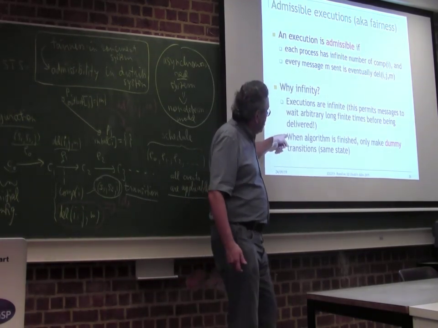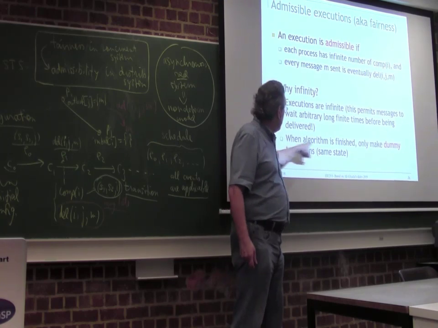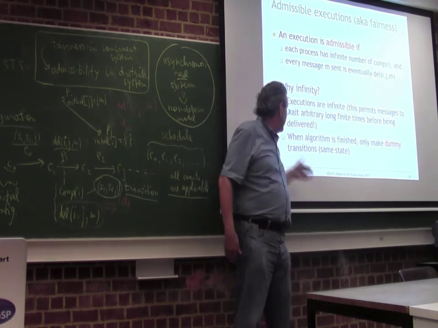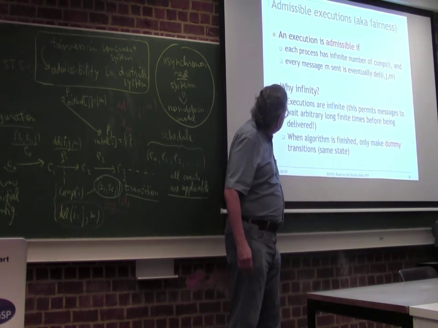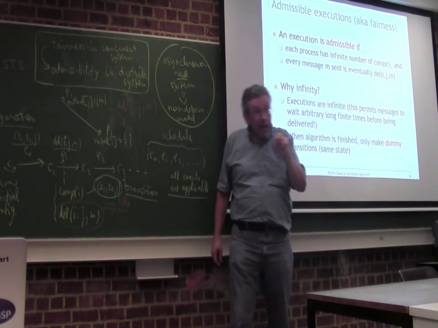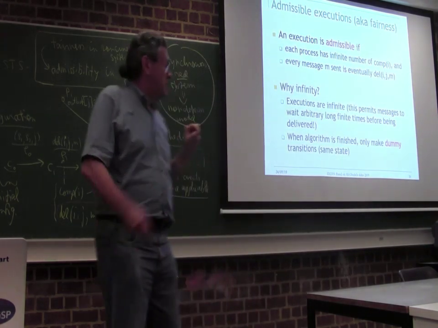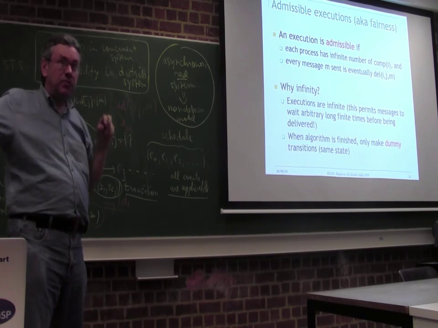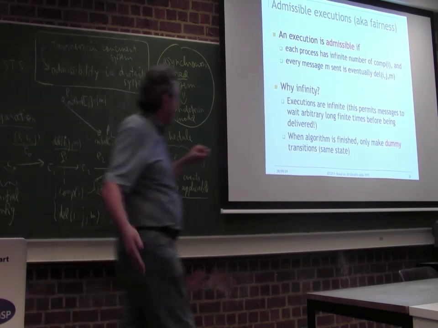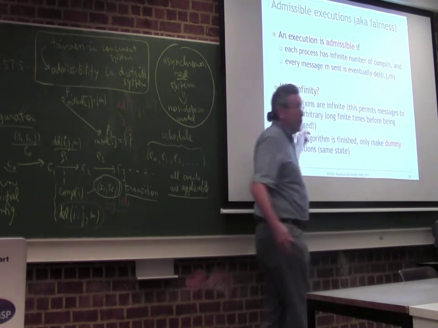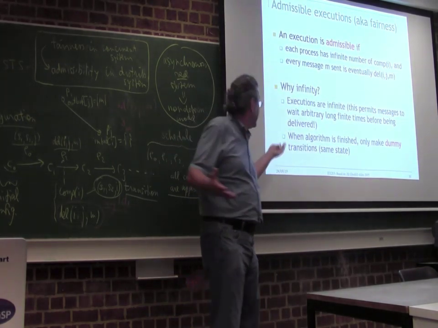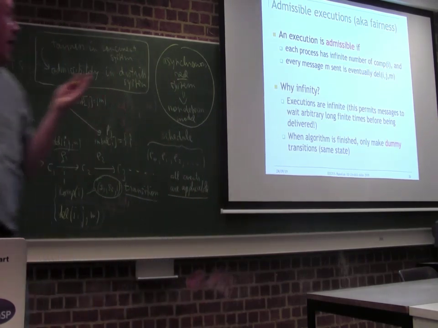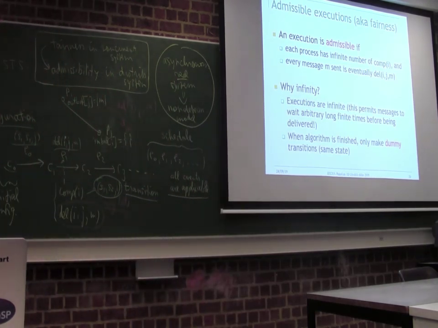But the algorithm might not take so long. Well, when the algorithm is finished, the algorithm is just making dummy transitions. So we need the infinity because the model is asynchronous. It means messages can take arbitrarily long, finite times. If it were finite, there would be a limit on how long the messages could take. But this limit does not exist in this model. That's why in the model, executions are infinite.